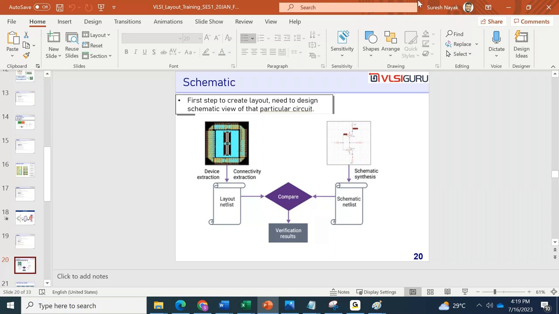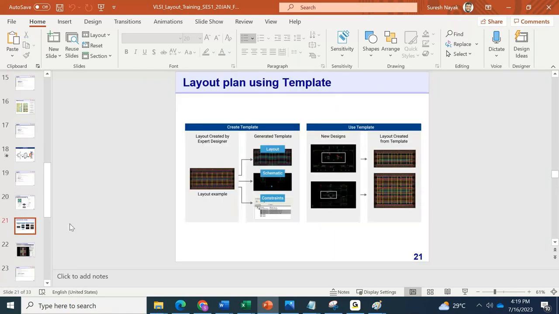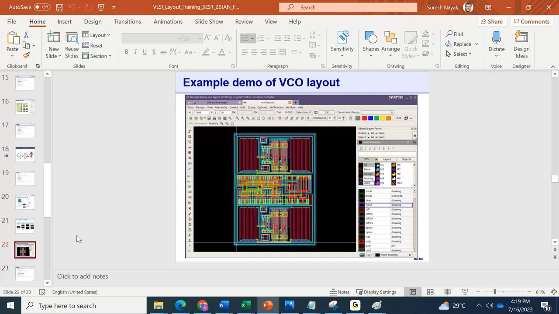This comparison is called LVS, layout versus schematic. When it comes, you get the verification result. LVS means schematic and layout will be compared. I already discussed this, it is just a flow. Layout people will do the layout, schematic people will do the schematic, but they will be compared and caught in LVS. So this is the layout tool diagram.